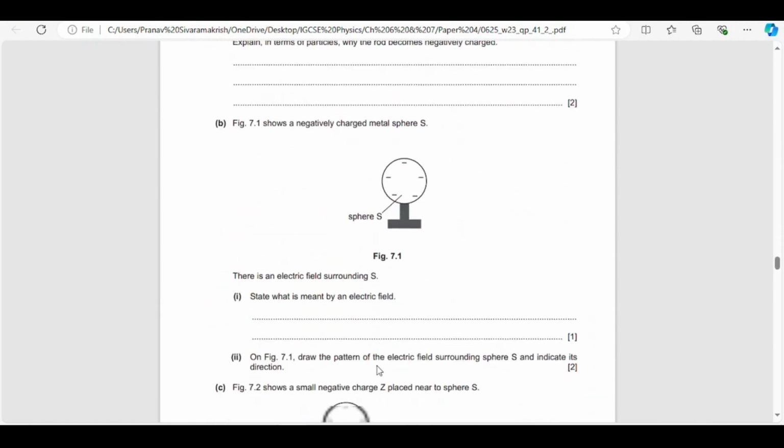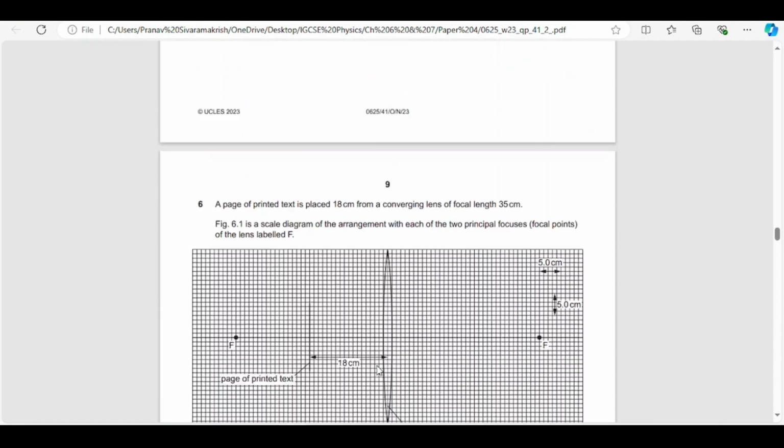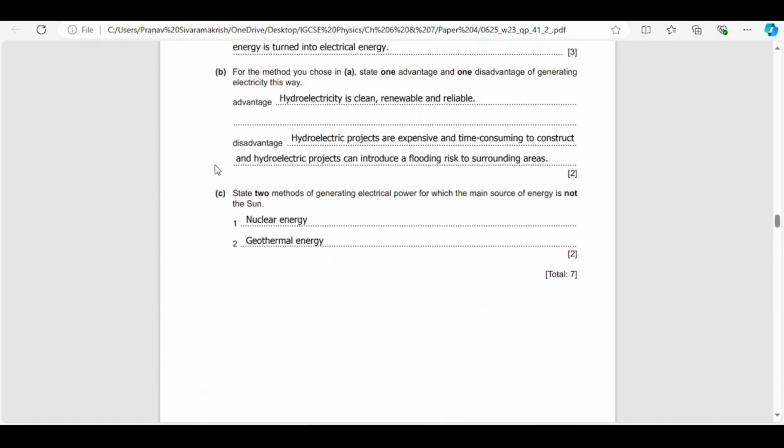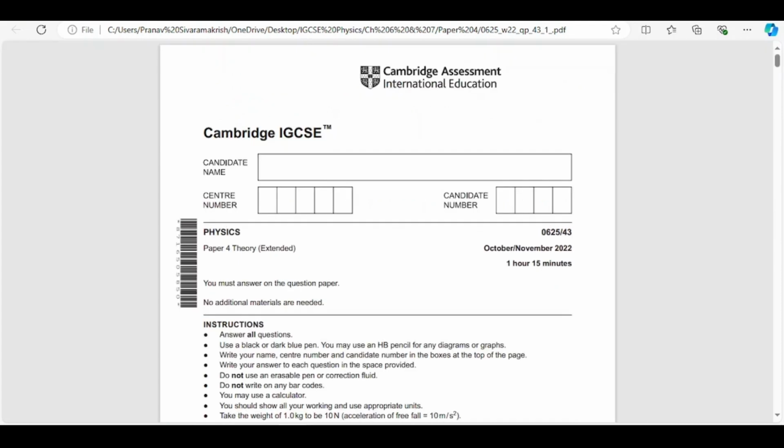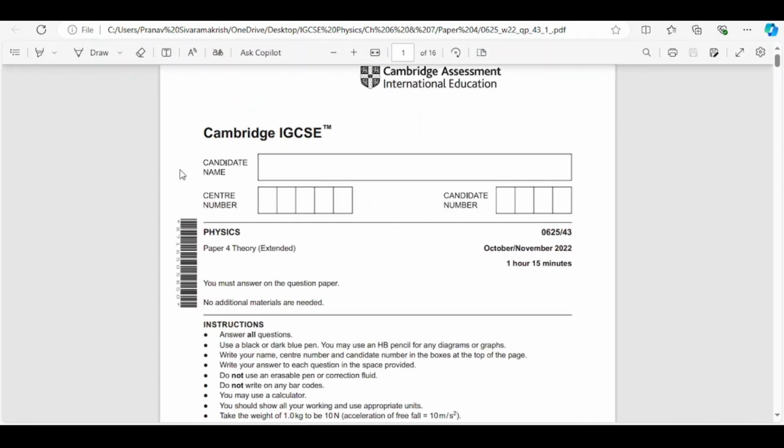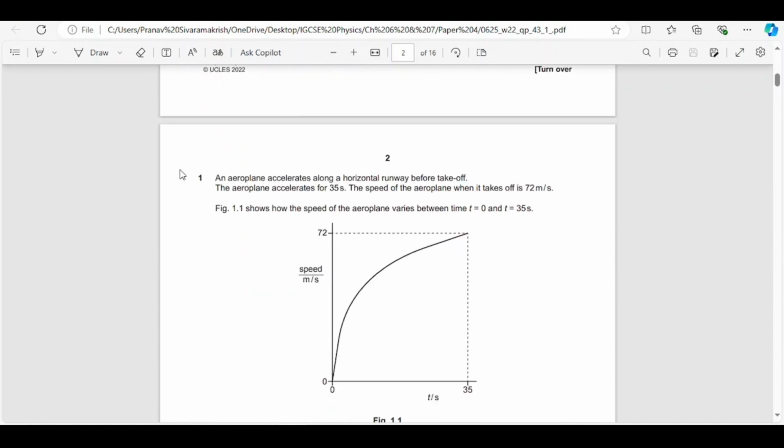Let me see if there's any other questions. I think not. So let's go on to the next paper. So the next paper we have is October 2022, variant 4.3.